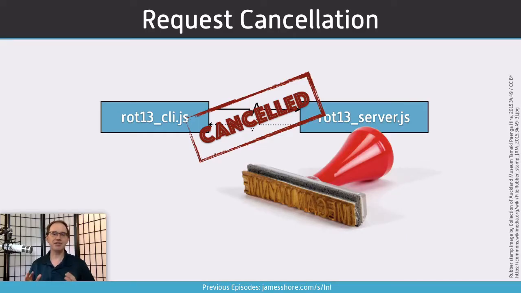Our topic today is request cancellation. If you've been watching past episodes, which you can find at jamesshore.com/s/LNL for Lunch and Learn, you know we've been building this little client server application. It's a command line tool to call a microservice that does ROT13 transformations. So you run the command line, you pass in hello, and it gives you URYYB back.